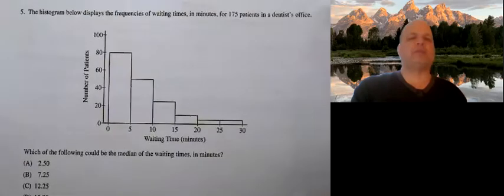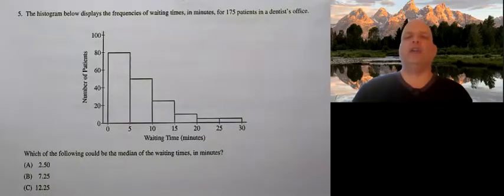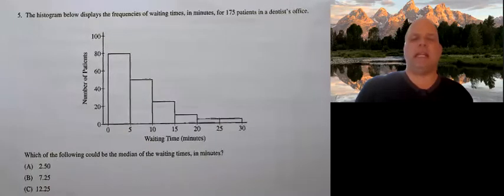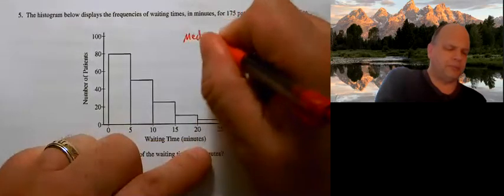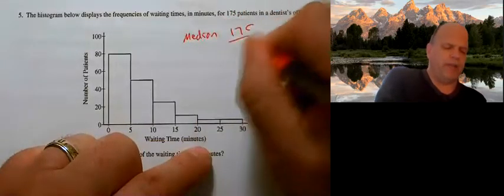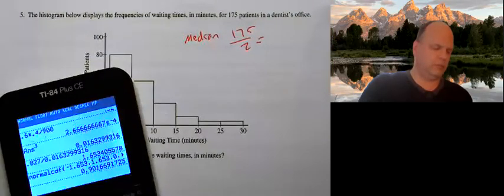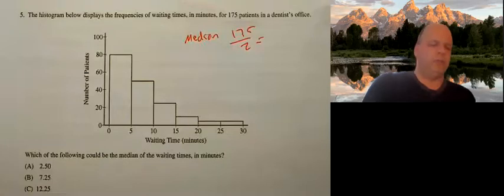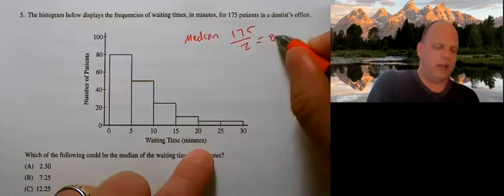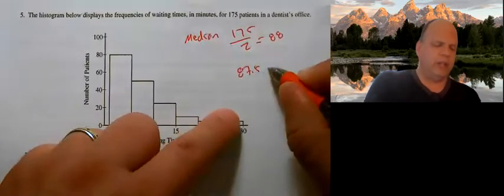All right, number five. The histogram below shows the frequencies of waiting times in minutes for 175 patients in the dentist office. Which of the following could be the median? Well, remember the median is the middlemost number. So if I have 175, I divide it by 2. 175 divided by 2, I end up with my middlemost number is going to occur at the 88th person because this is 87.5. So basically the 88th.